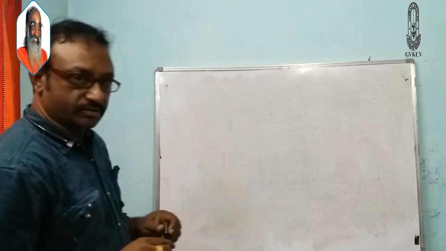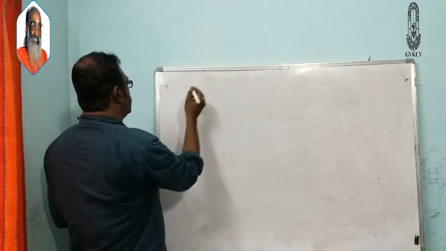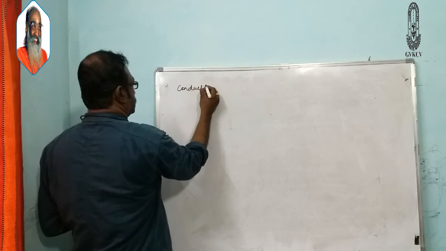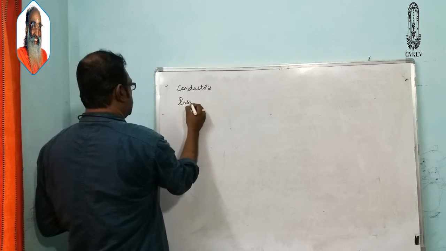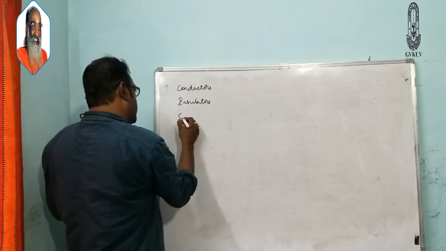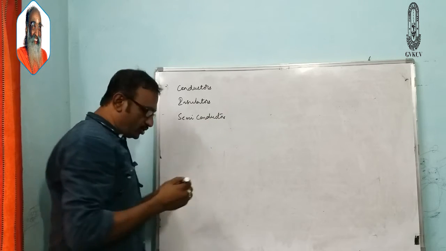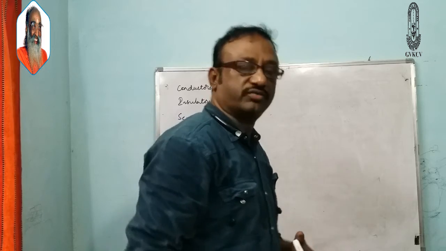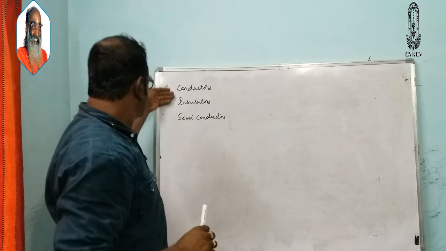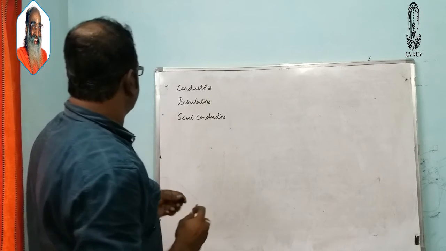Now let us understand some other basic things about the different substances that you already know. You call them conductors, insulators, and the other one is semiconductors. Depending upon the conductivity or the conduction of electricity, we can divide the materials around us into three categories: conductors, insulators, and semiconductors. Now, what are these conductors?